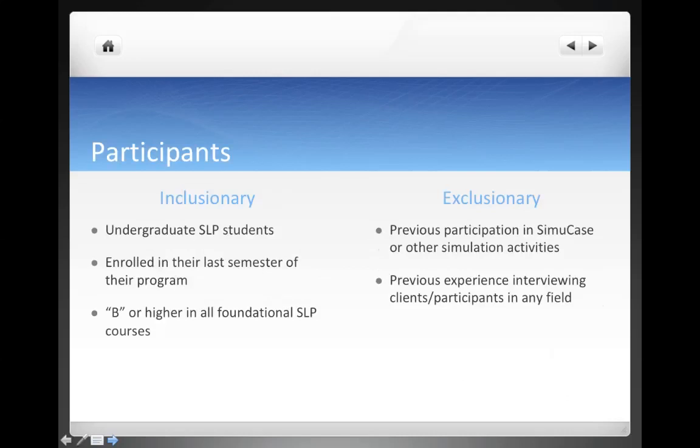Participants are undergrad students enrolled in California State University San Marcos Bachelor's of Science in Speech-Language Pathology program in their last semester of the program. Inclusionary criteria includes B or higher in all foundational SLP courses. Exclusionary criteria includes participation in Simulcase or other simulation activities and previous experience interviewing clients in any field. The environment in which the investigation will be conducted is in a classroom setting at CSU San Marcos.